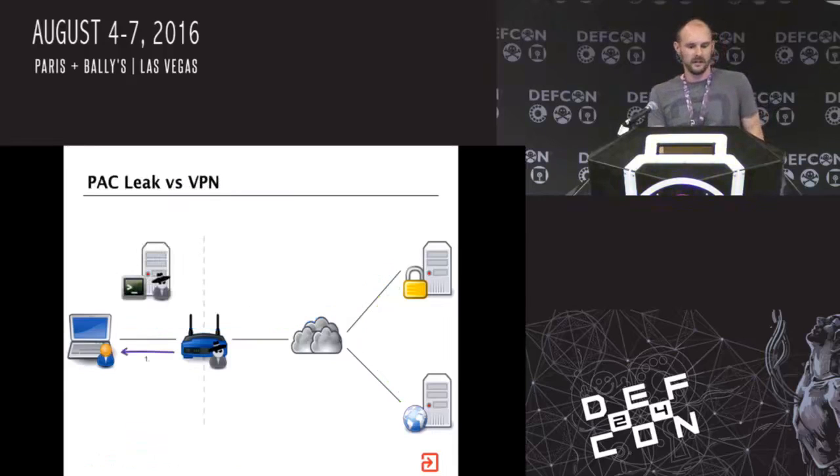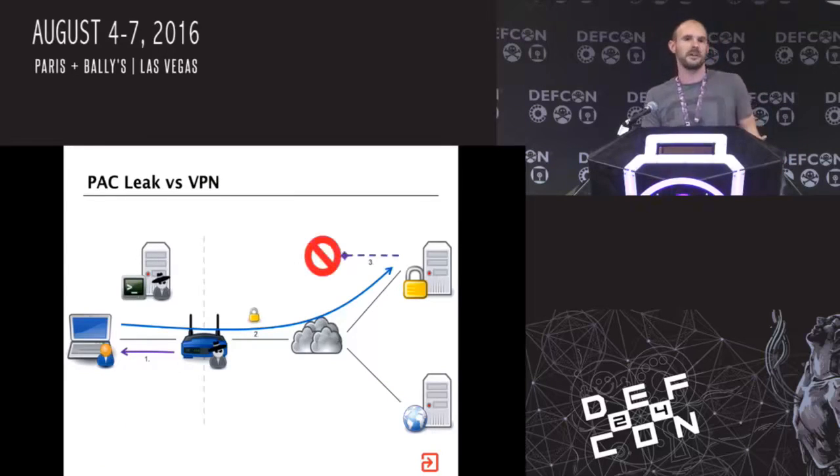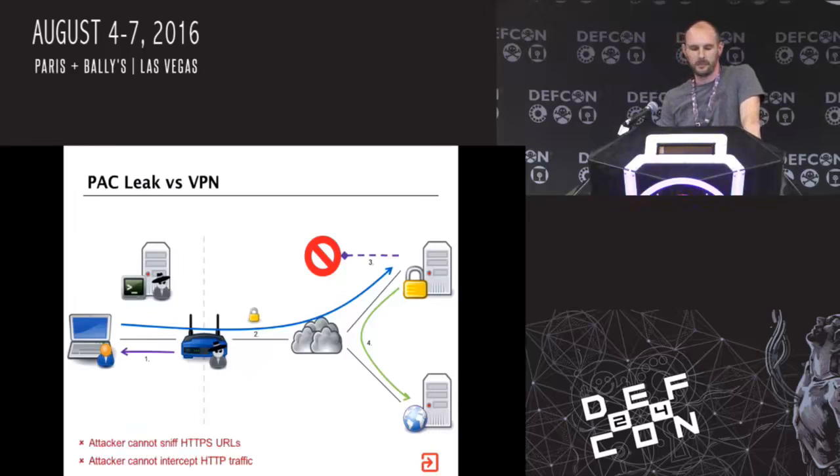Using the pack leak, similar sort of thing, we tell them where the pack file is, they've got their secure tunnel set up, but the pack file is situated on the local network. There's no route from the VPN server to where we're hosting the pack file. And then because the browser can't find the pack file, it'll just ignore it and connect directly out to the internet.